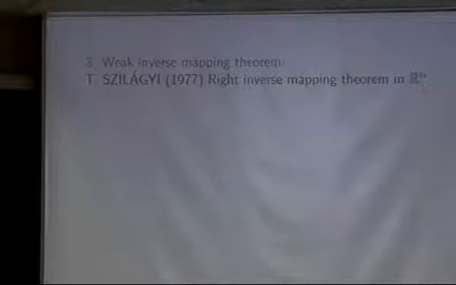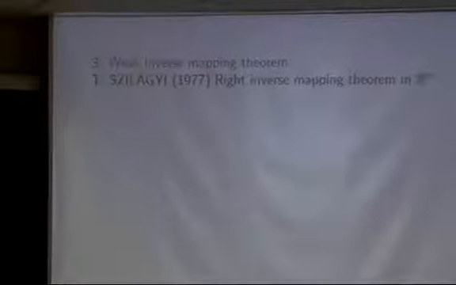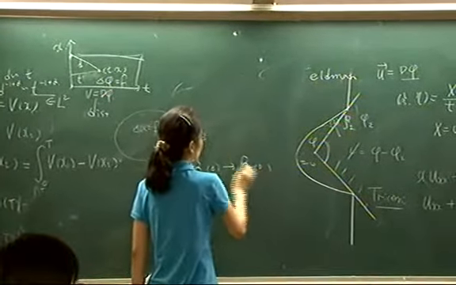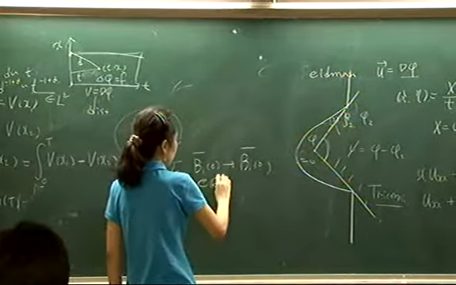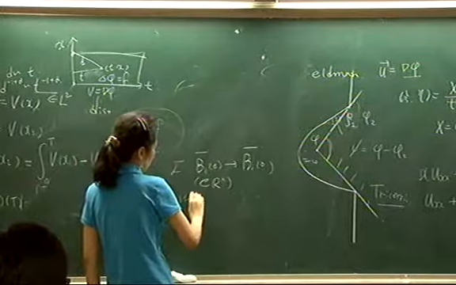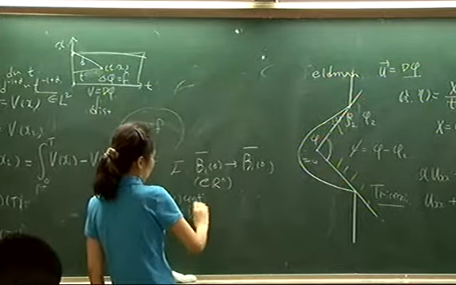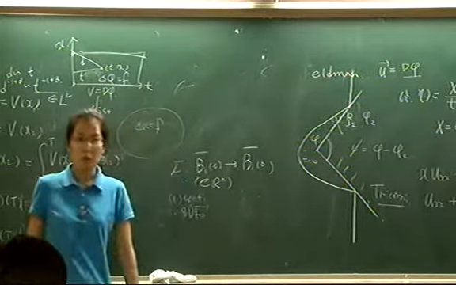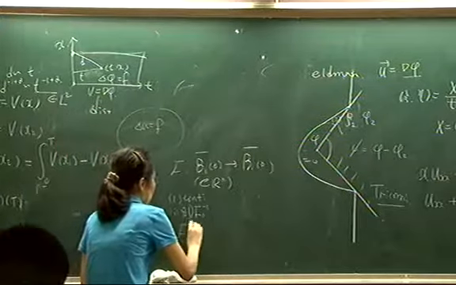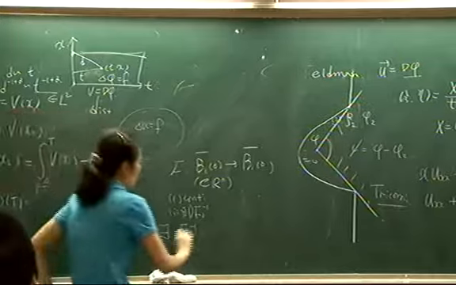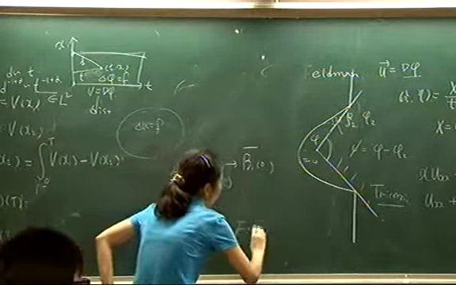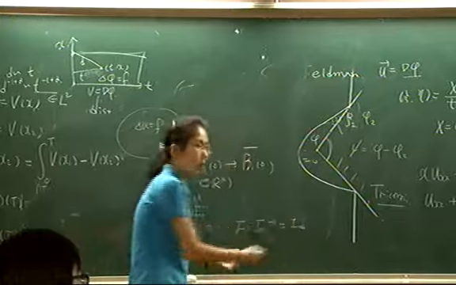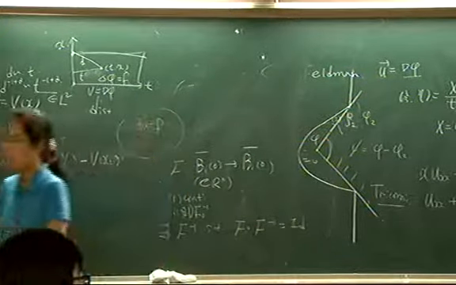So the statement is as follows. Suppose that you have a mapping F in a closed unit ball in Rn. If this is continuous, and if the derivative is invertible, then there exists, but this is a weak inverse mapping, so that when you put the inverse mapping to the right, this becomes identity. But you cannot put this on the left. So this is a weak version of the inverse mapping theorem.